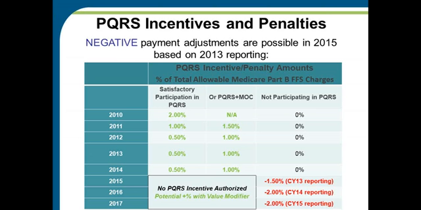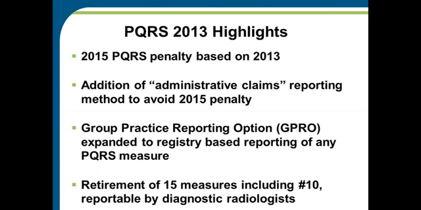Beginning in 2015 through 2017, that's as far as statute has authorized any of the programs, there is no PQRS incentive authorized. There is a payment adjustment authorized of a negative 1.5% in 2015 based on calendar year 2013 reporting, a negative 2% in fiscal year 2016 and 17 based on 2-year prior reporting. And I will point out that although there is no PQRS incentive in 2015 through 2017, there is a potential for an upward adjustment with the physician value-based payment modifier, which is a topic for a different day.